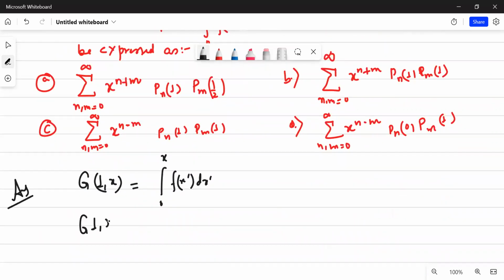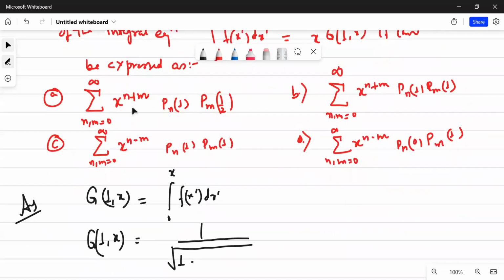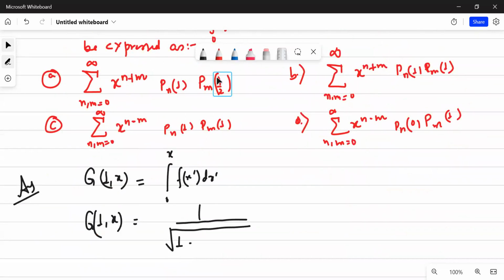So g1 comma x is simply writing 1 upon root over 1 minus of 2xt. Instead of t we have to write 1. So instead of t we have to write 1. So I'll write 1 here. 1 minus 2x, and I'll write plus x squared.